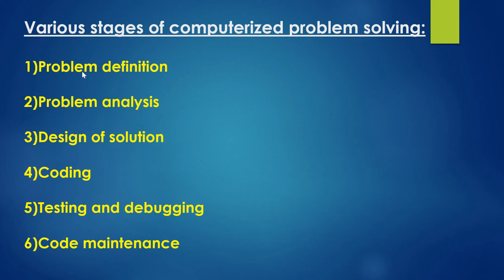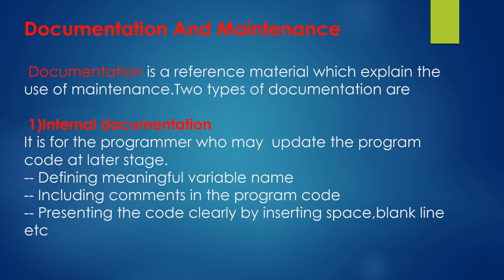Let us just revise the first stages. Problem definition means understand the problem. Problem analysis means find out what are all the inputs and what are all the outputs. Then the third one, design of solution, that is write the algorithm and draw the flowchart. Coding means convert the algorithm into a program using one programming language. Then the fifth one, testing and debugging, means find out the errors and correct the errors. Then today we are discussing about the documentation and maintenance.